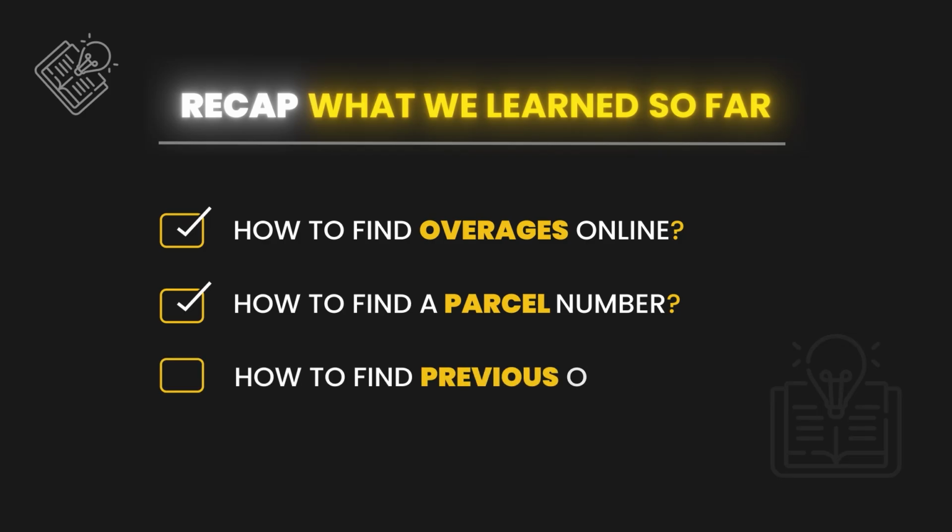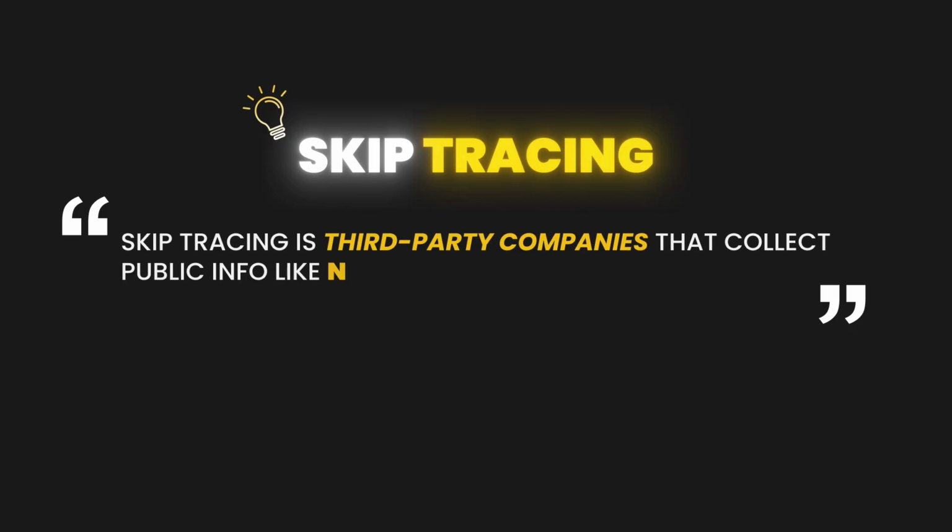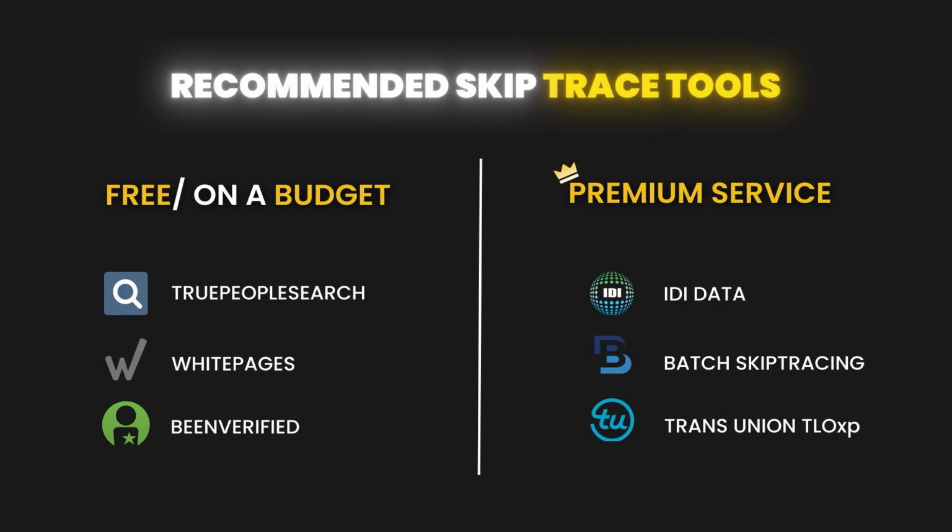Now, to actually find the previous owners from the parcel number, we will use skip tracing. Skip tracing is third-party companies that aggregate public information such as names, addresses, and phone numbers, and they're available to purchase or use with either a subscription or just with the service itself. But these are the most recommended skip tracing tools. In the beginning, you want to use True People Search, White Pages, or Been Verified. They're really cheap or they're free.